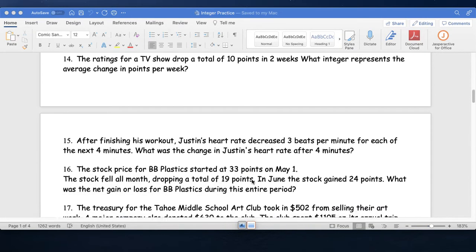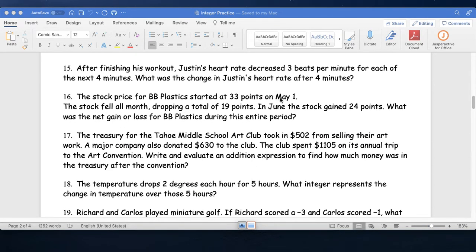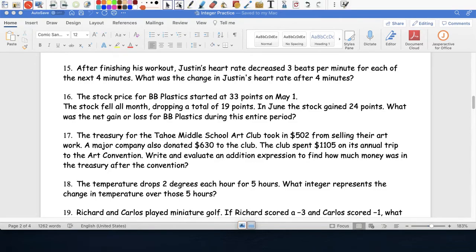15. After finishing his workout, Justin's heart rate decreased 3 beats per minute for each of the next 4 minutes. Okay, so decreased 3 beats, so let's write it as negative 3. For the next 4 minutes, so let's go times 4, and that gives me negative 12 beats in the next 4 minutes. What was the change in rates after 4 minutes? Well, after 4 minutes, it would be negative 12.